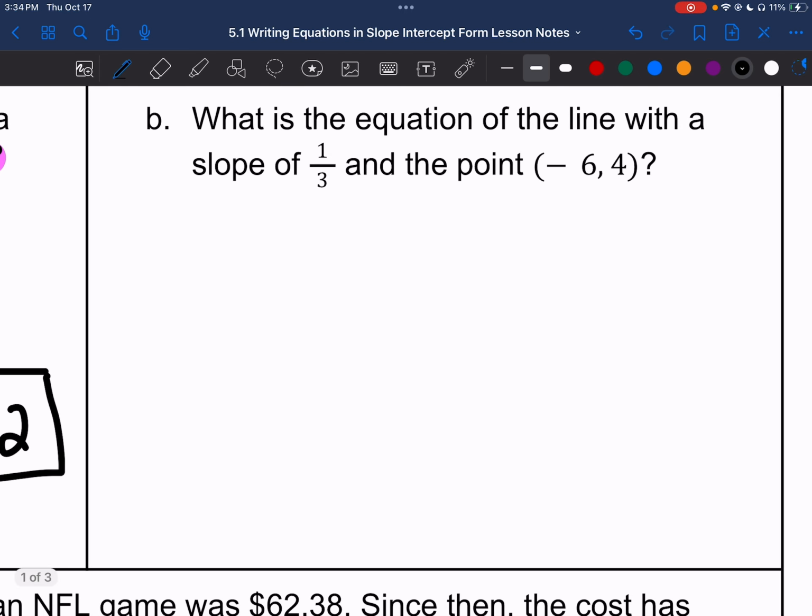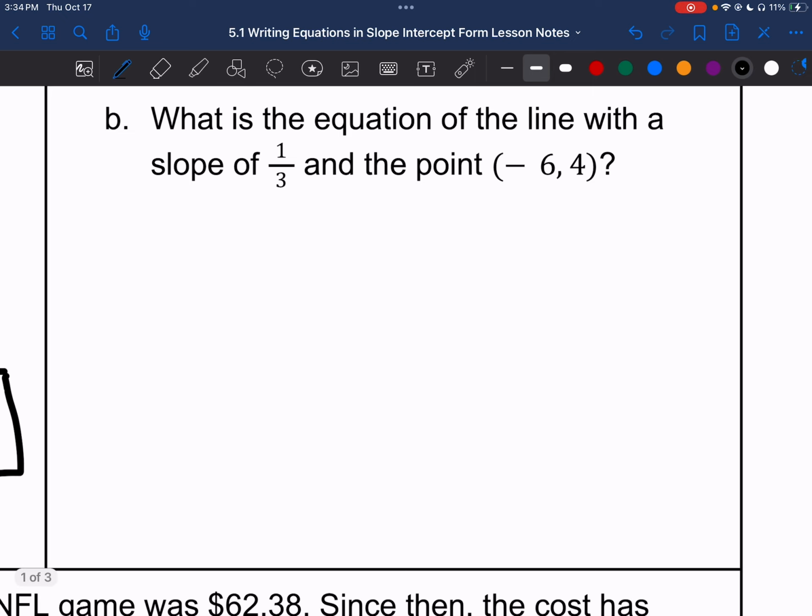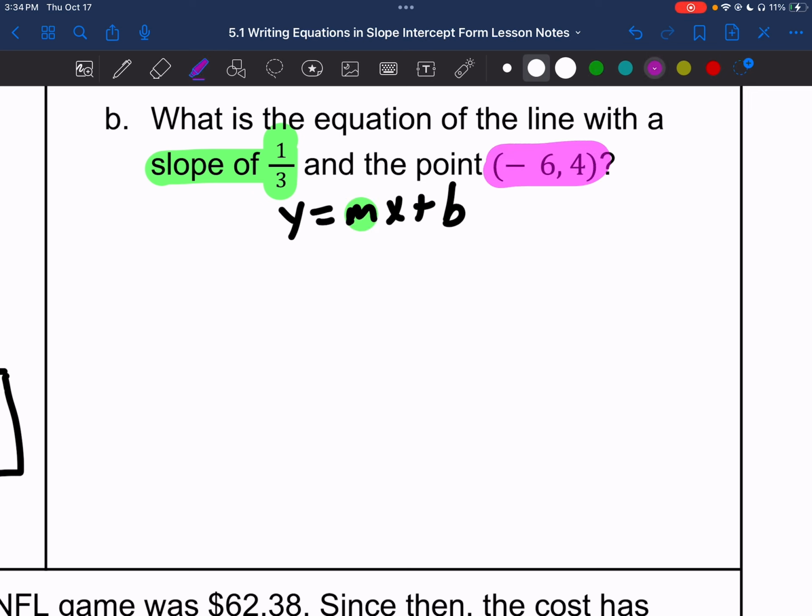Let's look at letter B here. Letter B, what is the equation of a line with a slope of 1/3 and the point -6, 4? So again, let's start off with y equals mx plus b, and we want to figure out what do we know already. Our slope is 1/3. That's going to go in for m. And we know our ordered pair is -6, 4. That's going to go in for x and for y.